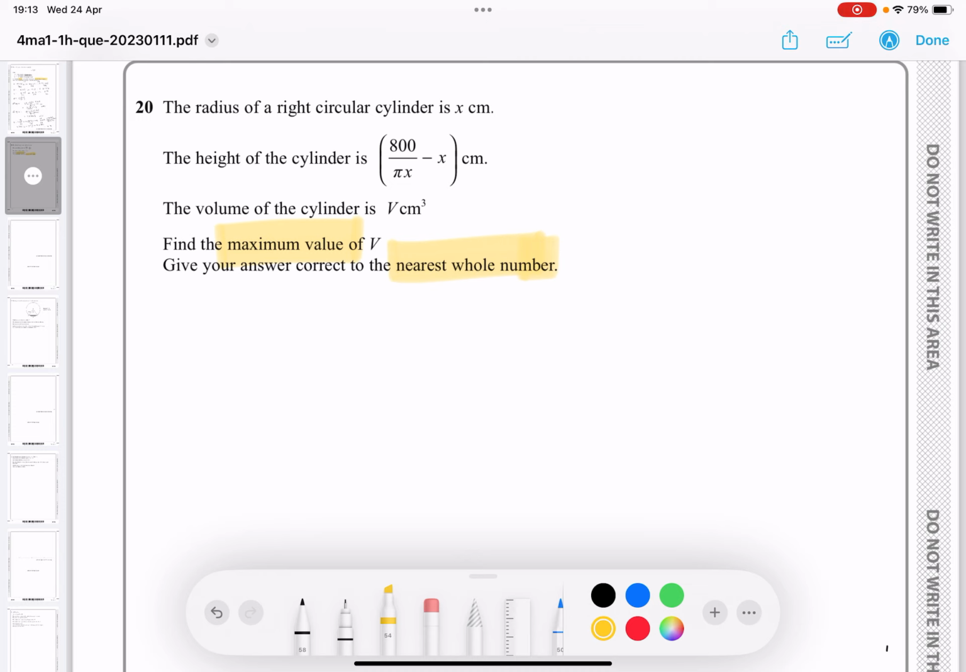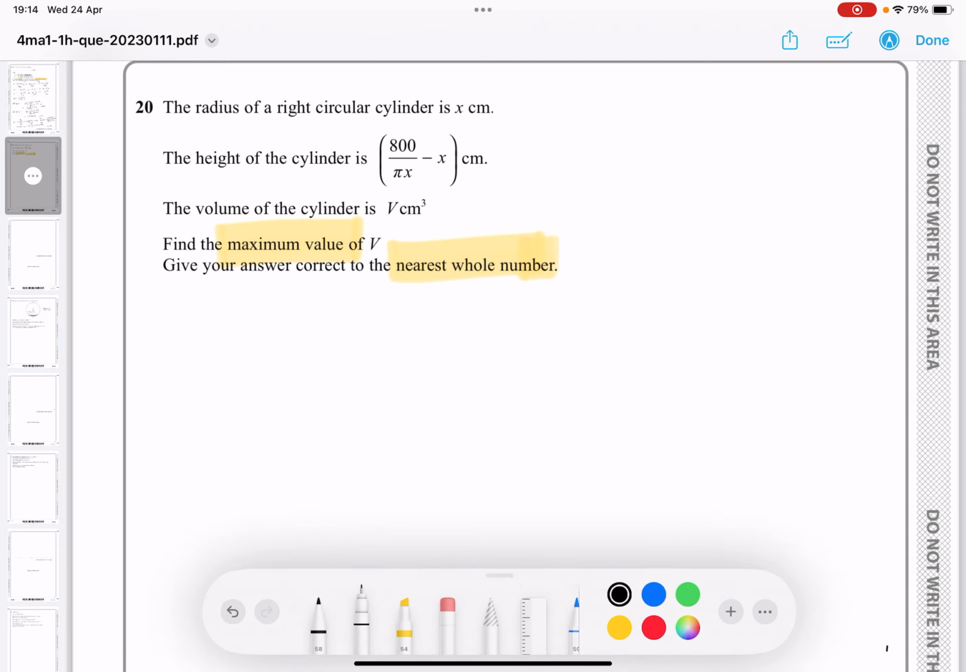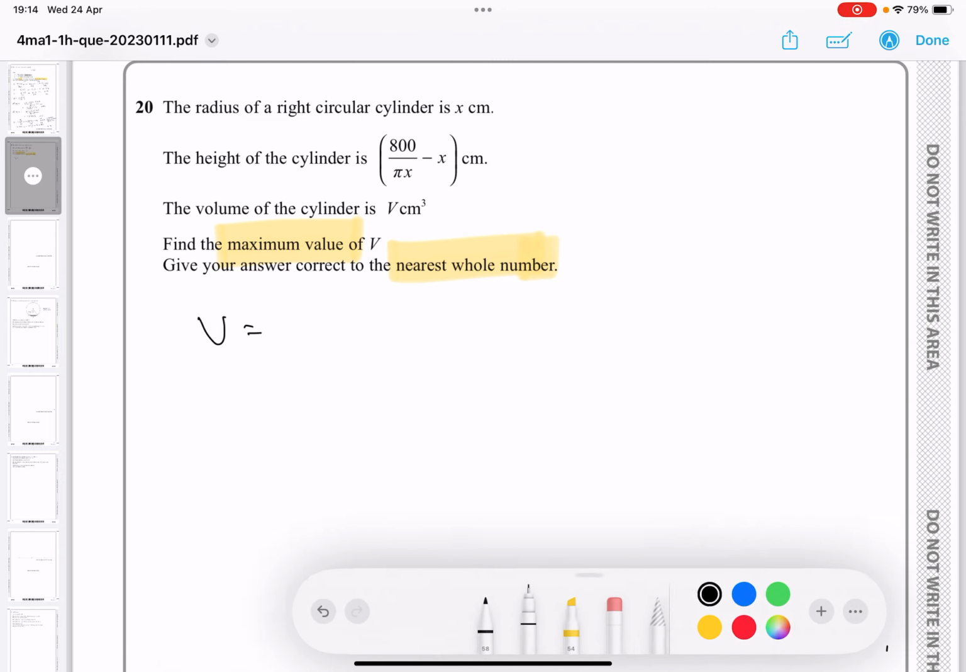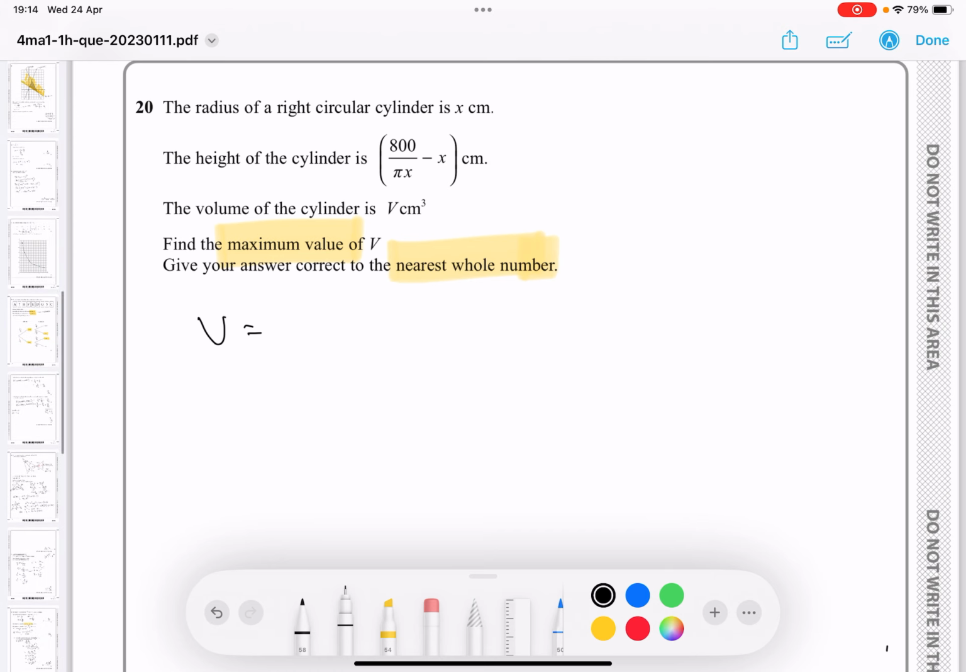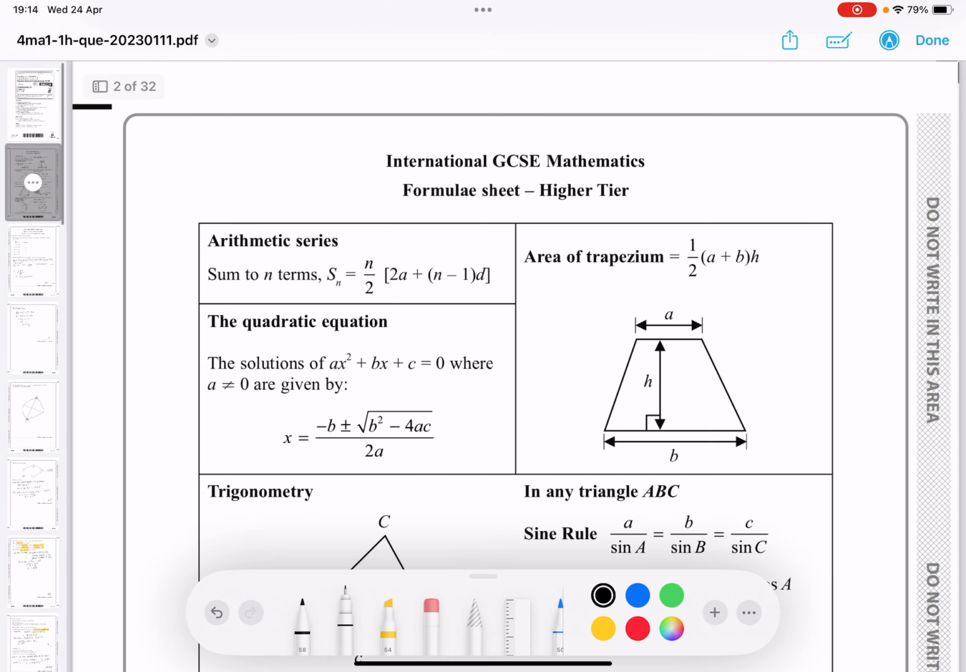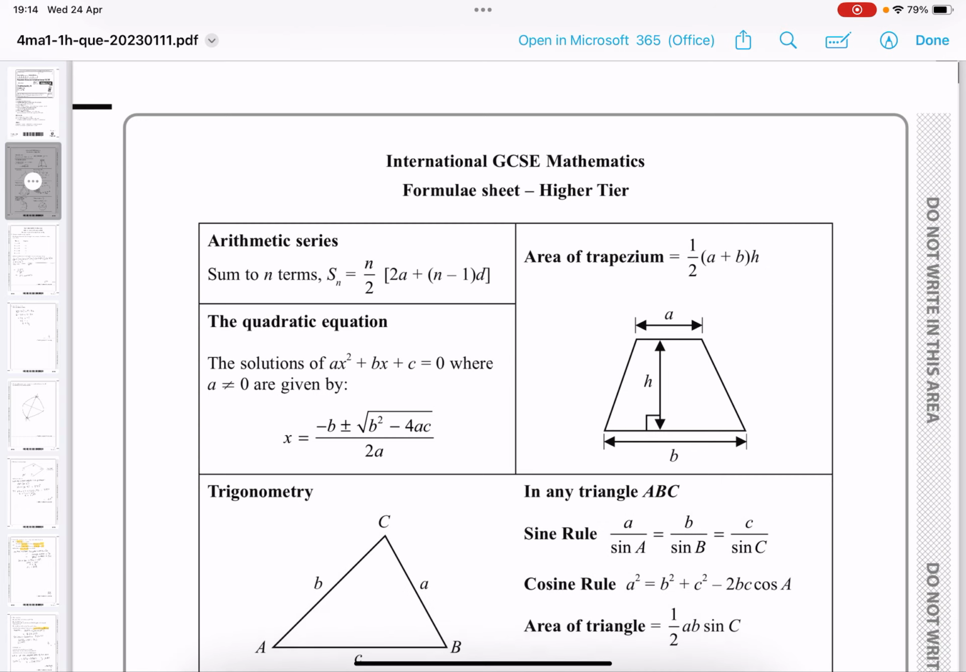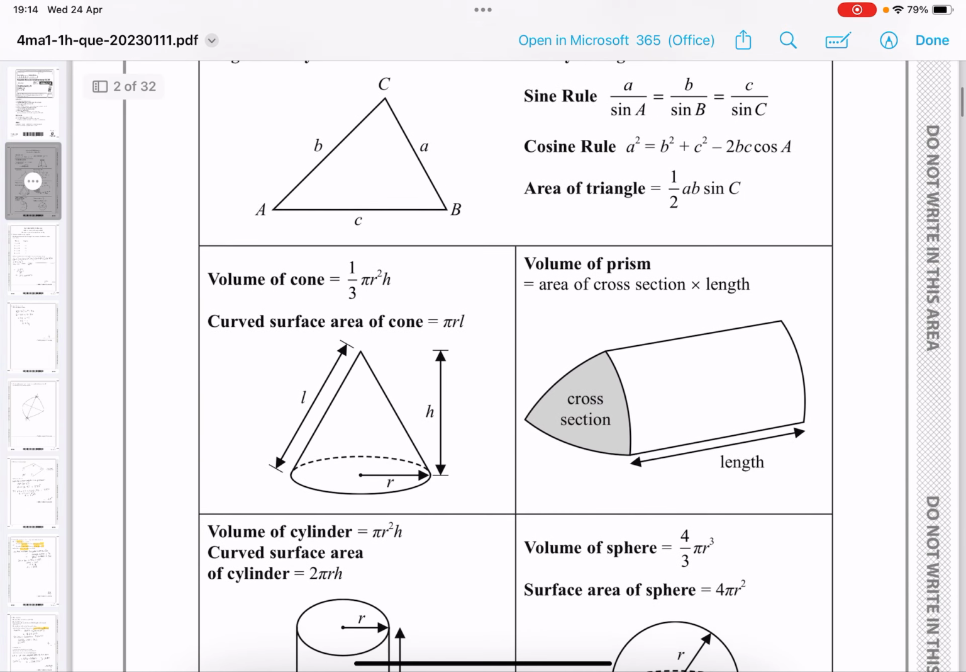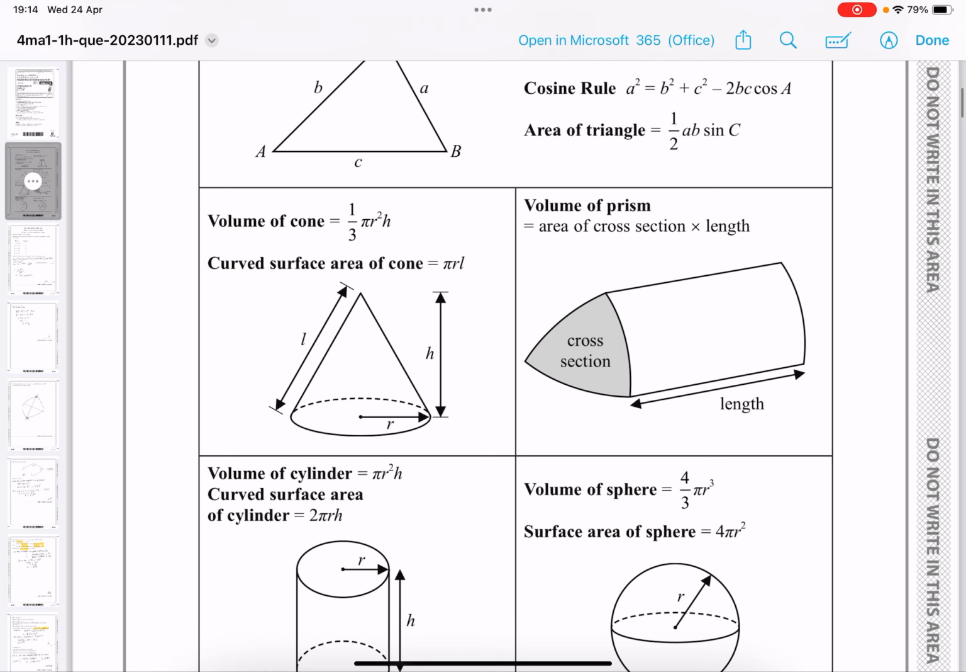I always like to highlight this because I always forget. It's good to make sure you follow what the question says, because otherwise you will lose marks for it. Normally, if they haven't stated this, it's 3 significant figures, but here they've told us it has to be to the nearest whole number. So, let's first work out the volume of the cylinder. V is equal to, so you have to make sure you know the formula. Actually, they've given it to you at the beginning. Let's check. Yes, pi r squared h.